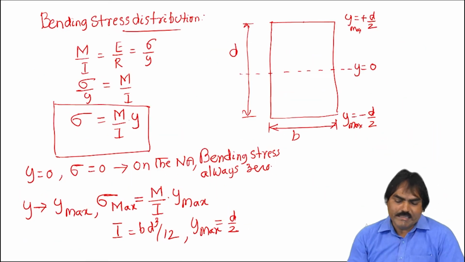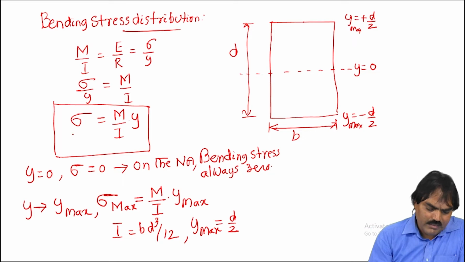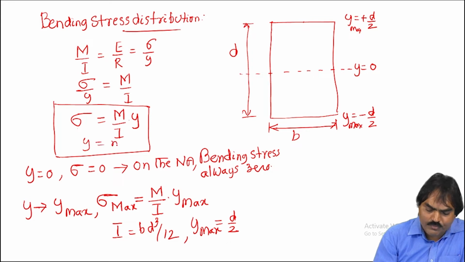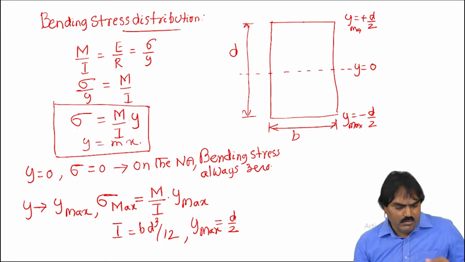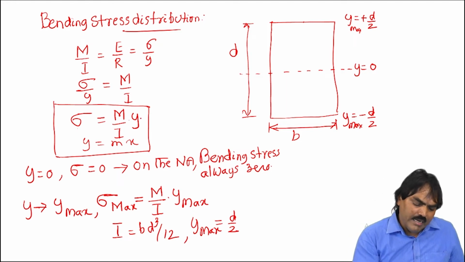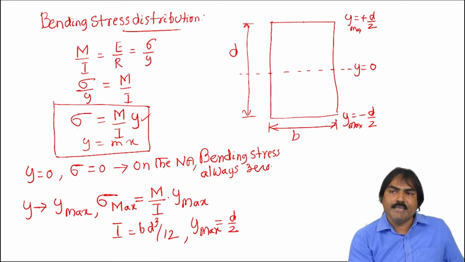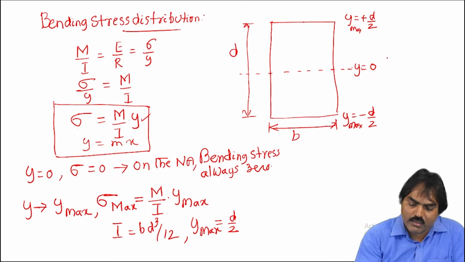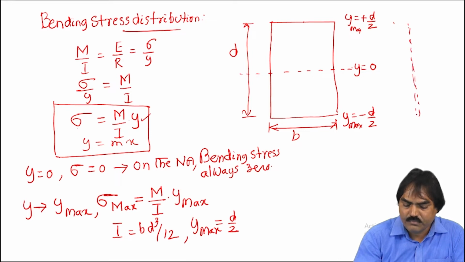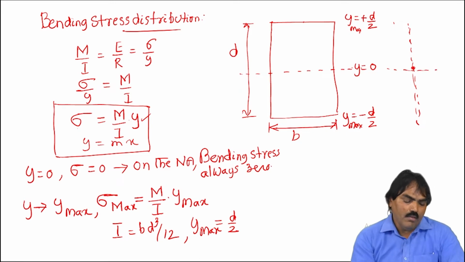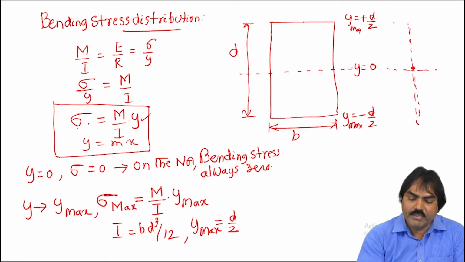Now let us see the bending stress distribution. Since stress is equal to M by I into y, this is just like the equation y equals m into x. So the stress varies linearly with respect to the distance y, because M by I is constant for a given load and a given cross section. For any stress distribution, always draw the reference line. This is the reference line, this is the axis. Here the bending stress is 0. When y is maximum, stress will be maximum, that is at the top layer.